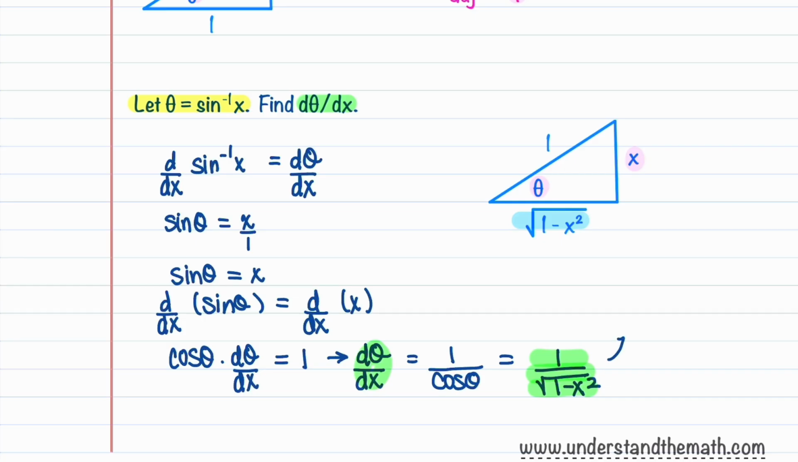So that tells us that the derivative with respect to x of inverse sine x is 1 divided by the square root of 1 minus x squared. You can use the same method to find the derivative of inverse secant x and inverse tangent x. Let's now look at all of our formulas combined.